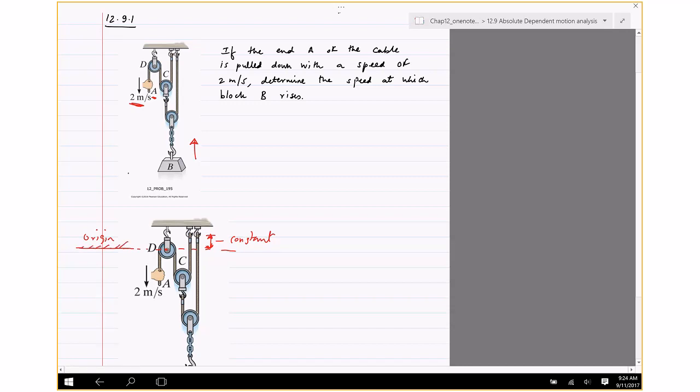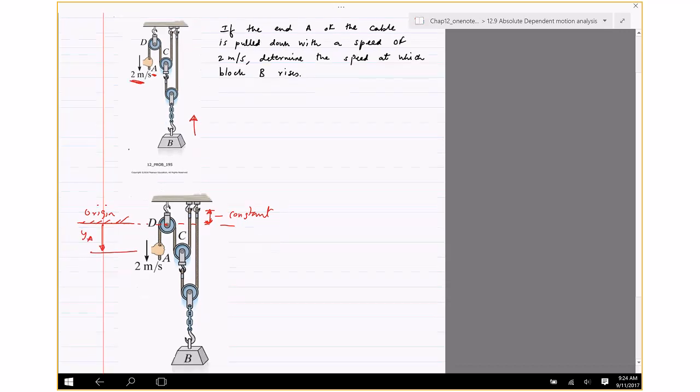The next step is to find points of interest. So in this case, the points of interest are A and B. You're told to find velocity of A as a function of velocity of B. So let's call this YA, and this is YB.